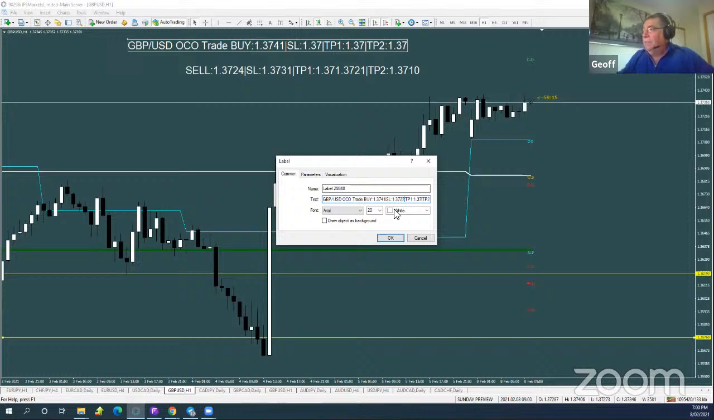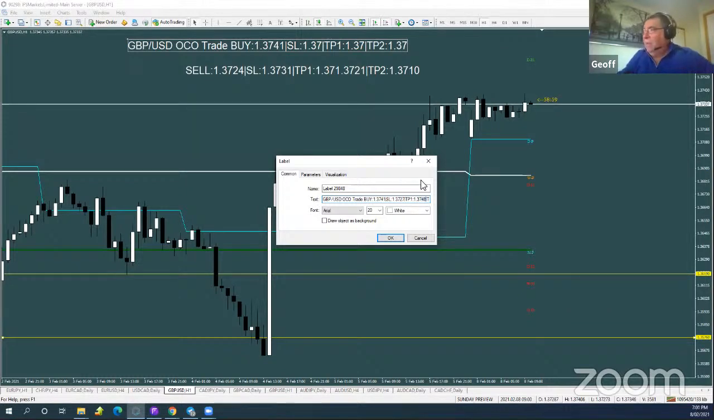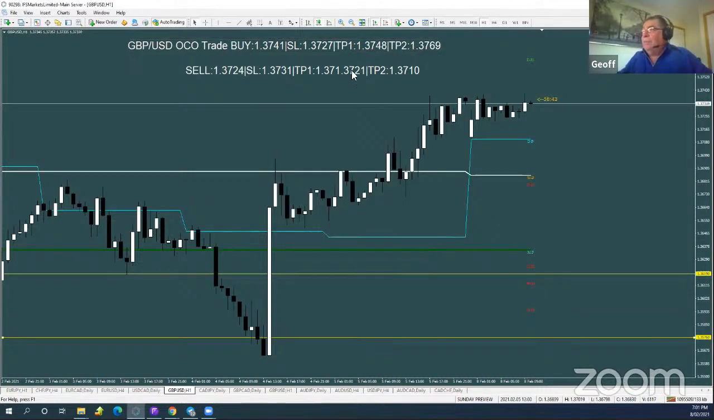So that makes TP1, sorry, the risk is 14 pips. So TP1 will be half of that, 7 pips. So 7 pips above 1.3741 becomes 1.3748. And TP2 is double the risk, which is 28 pips. Above 1.3741 will be 1.3769. Do you hope my maths are good? They should be. It's only Monday.